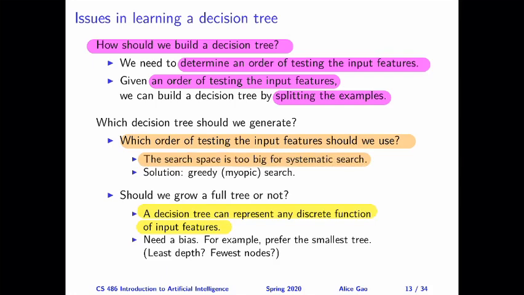Given this, we are going to use a strategy called greedy or myopic search. In short, this strategy says that we are not going to try to find an optimal order. But every time we need to test an input feature, we will make the best choice at that point. The difference between the two is that if we want to find the optimal order, we might need to look into the future. We might need to consider, if I choose to test this feature right now, then going into the future, how might this affect my choices in the future, and would that give me an optimum tree?